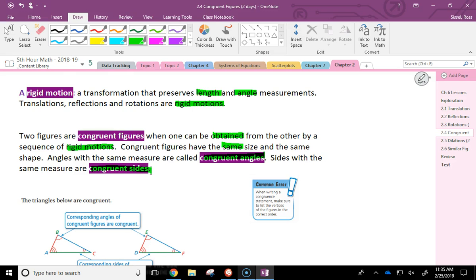Okay, so the biggest thing that we're trying to learn here, the explanation I gave, you can copy this. The biggest thing is a rigid motion. The last few days in class, we worked with translations, we worked with rotations, and we worked with reflections. Those three transformations that we have done are all our rigid motions. Now we're going to take those rigid motions, and that's how we determine if something is congruent. They are congruent when they are the same size.